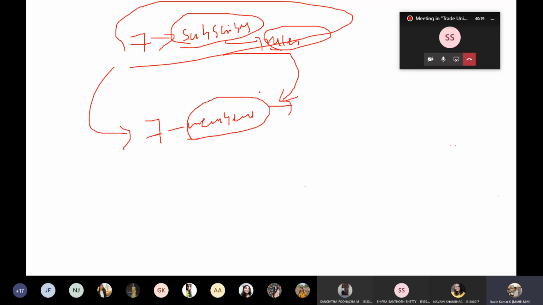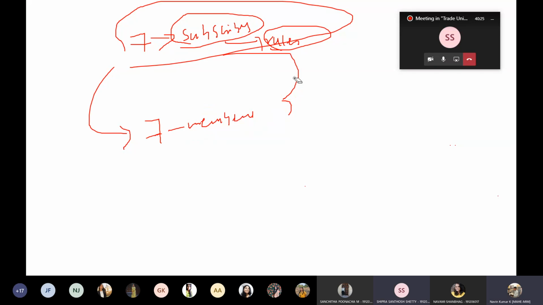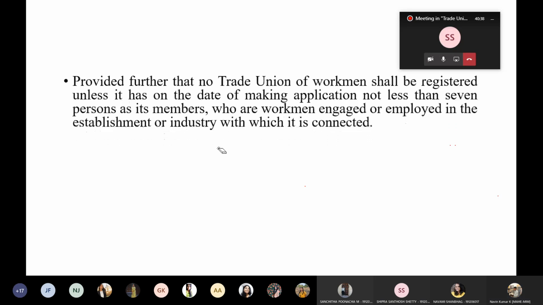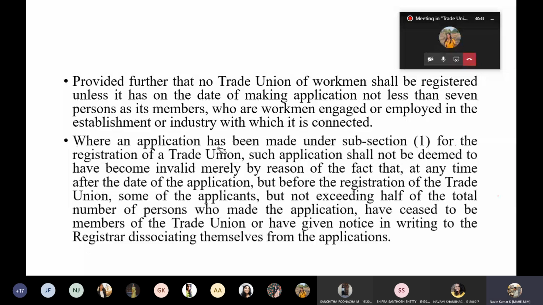Is it clear? Yes. Okay, we'll move ahead. Anybody want to read this?